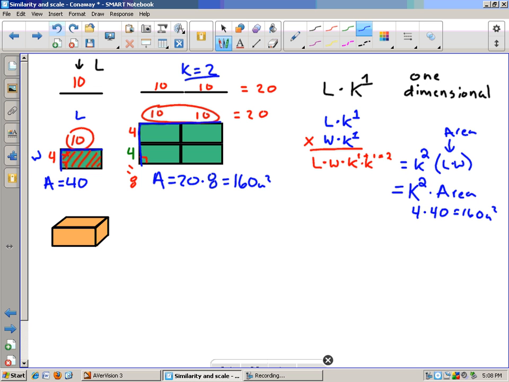So this area is going to be multiplied by a factor of k to the 2 power, k squared. So our factor is getting squared. And the way I like to remember it is that in 2 dimensions, you are going to get a square. Just like in 1 dimension, you had to the first power.